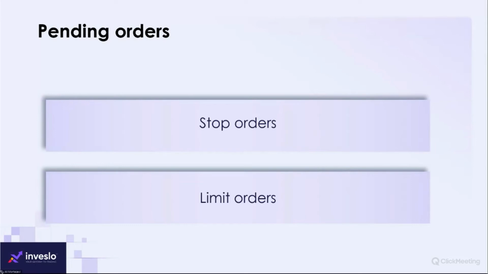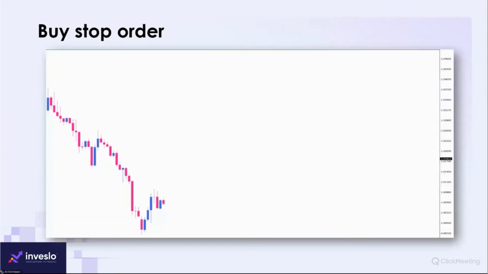Okay, pending orders are broken down into stop orders and limit orders. Let's see what the buy stop order is. And we have buy orders and sell orders for each type. So let's see what a buy stop order is.